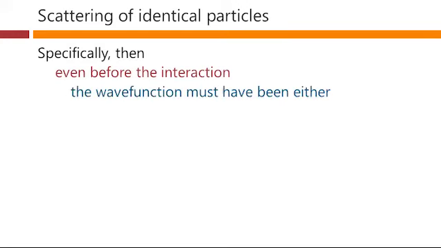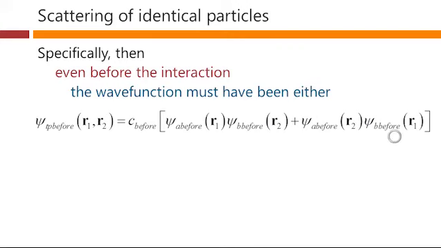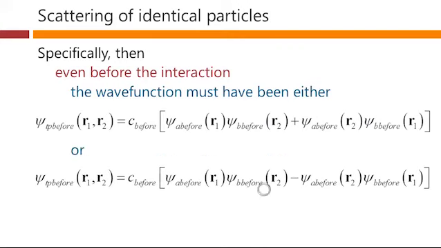Specifically then, even before the interaction, the wave function must either have been of this form or of this form. These are the wave packets to the left on each of the paths here, and we can have either a plus or a minus here. If we presume this, we get no contradiction anymore. It's quite possible for electron 1 to appear on path A or electron 2 to appear on path A with equal probabilities.